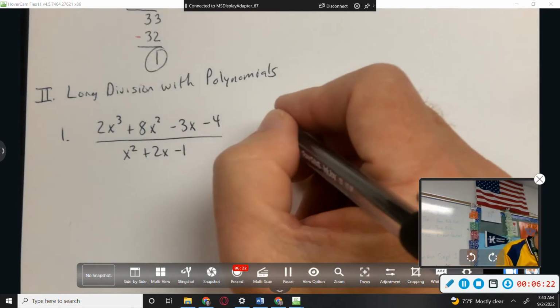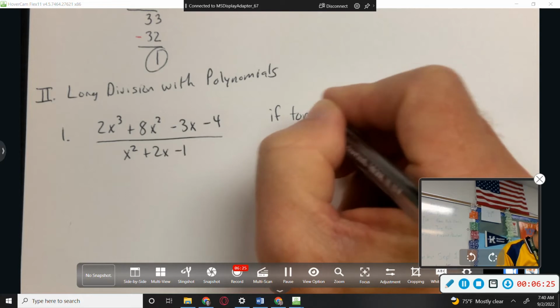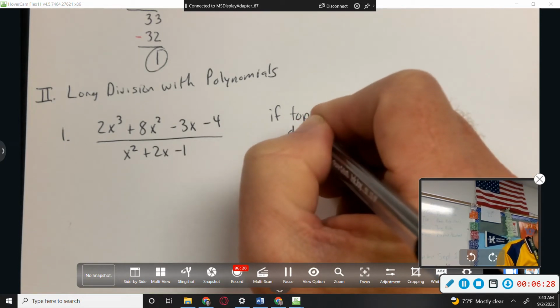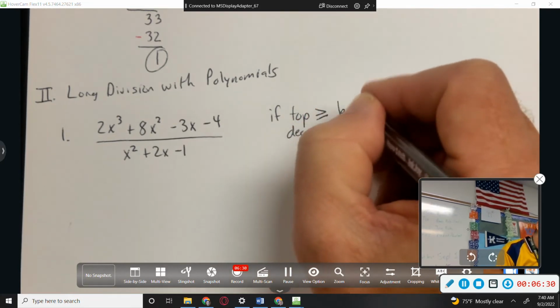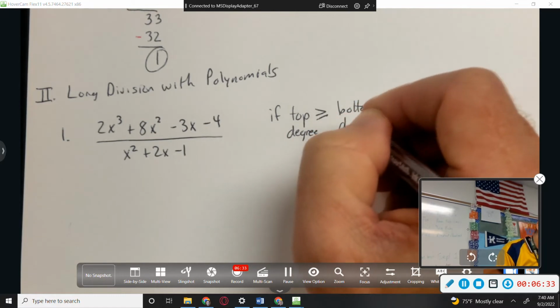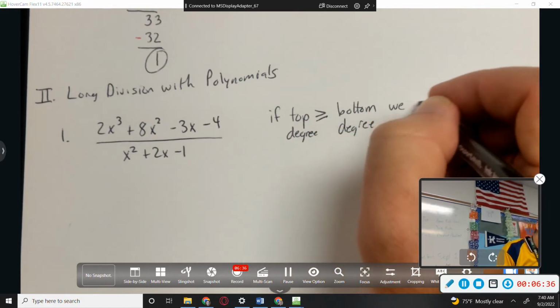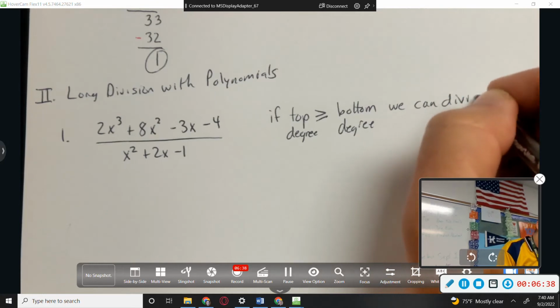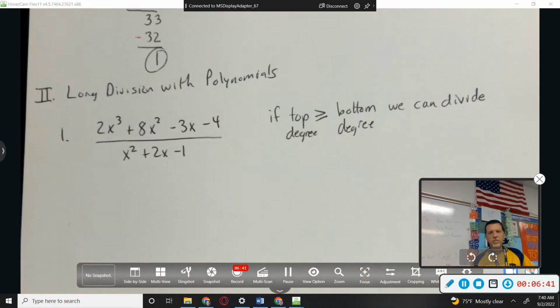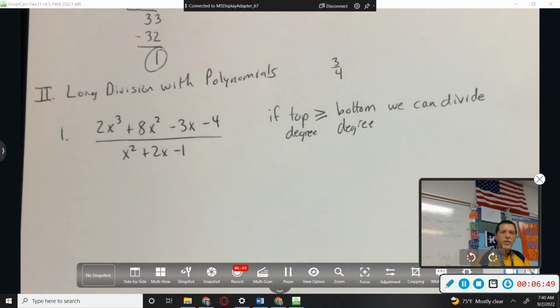Okay, yeah. Maybe this is obvious, maybe not. But if the top degree is greater than or equal to the bottom degree, we can divide. So there'd be no point if it was the other way around. The top's got to be bigger than the bottom. That's the same for numbers as well, right? If you had 3 divided by 4, you'd be like, well, I can't really divide that. It's got to be the other way around. It's the same thing here. The top degree has got to be bigger than or equal to the bottom degree. If it is, we'll divide.